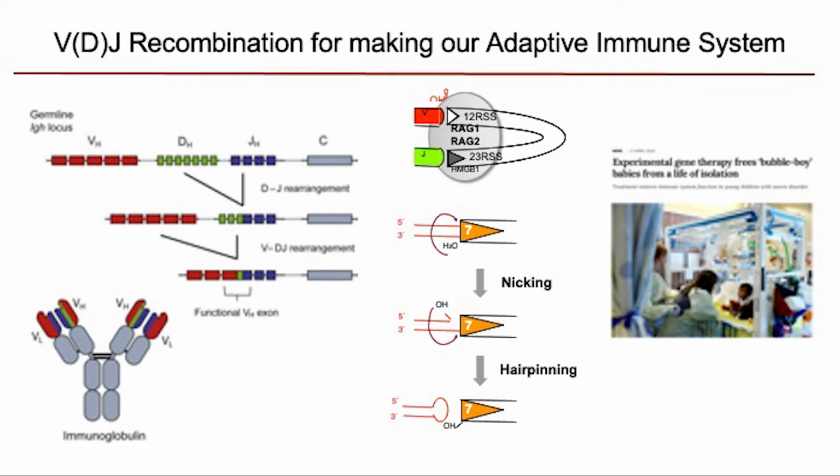So that will be the topic of the talk. The first part of the talk is how RAG1 and RAG2 recognize different DNA, and make two different types of cleavage in one active center.